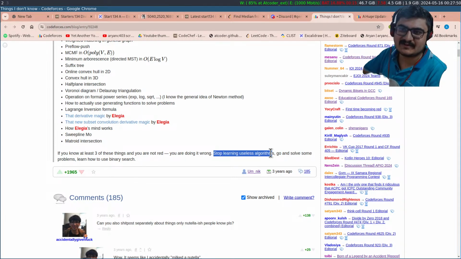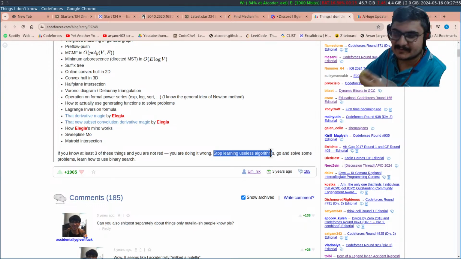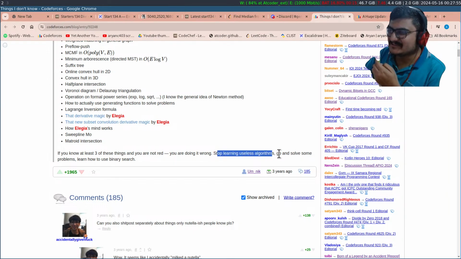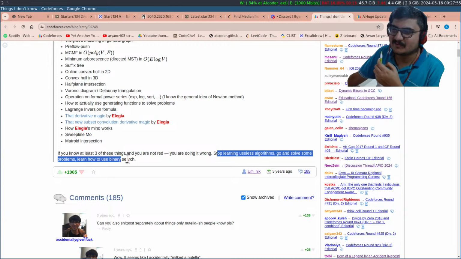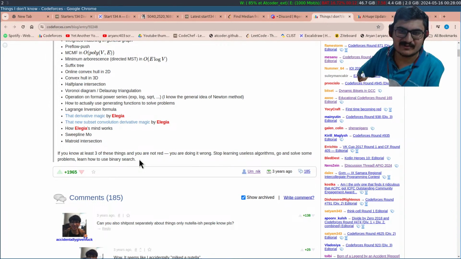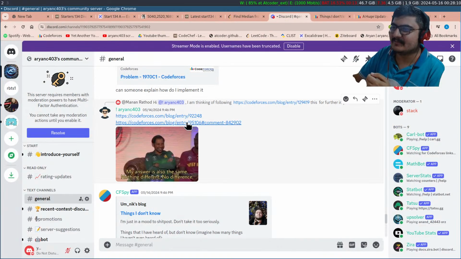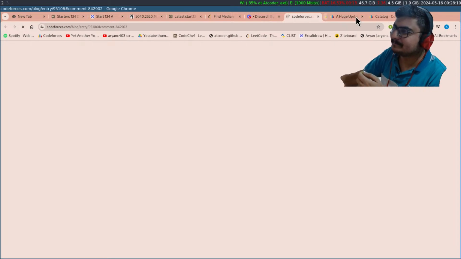The focus should be on trying to solve problems and learning the data structure which you need on the go. Stop learning useless algorithms. Go and solve some problems. Learn how to use binary search. This often gets clickbaited as "you don't know how to solve binary search problems, that's the reason people are not improving" or something like that. But mostly, yeah.